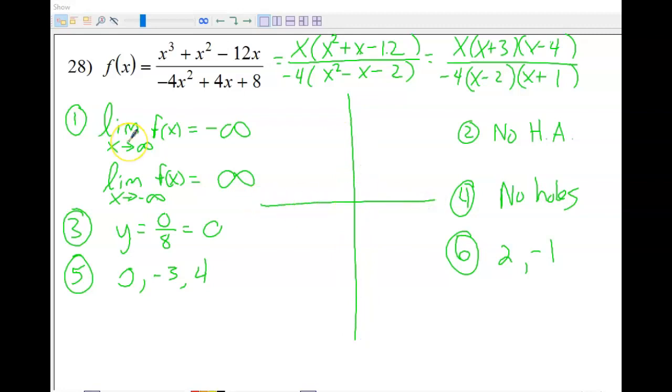All right, so step 1 is not something we graph, and step 2 is, but we can't because we don't have one. Step 3 is a y-intercept, so it touches the y-axis at y equals 0. Step 4, holes, none of those. Step 5, we have x-intercepts at 0, which we already have for the y-intercept, -3, and +4. Number 6 tells us our vertical asymptote, so I have a vertical asymptote at 2 and at -1.